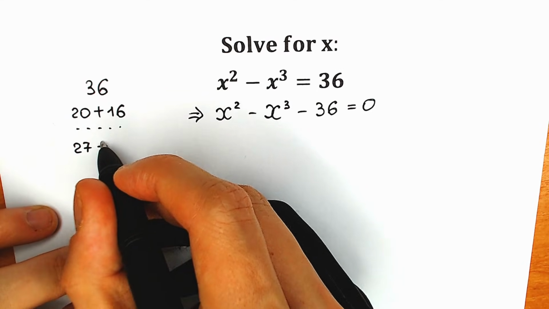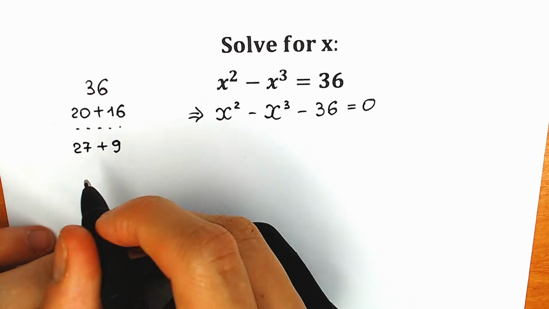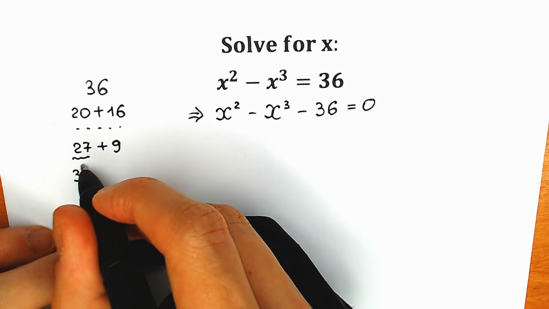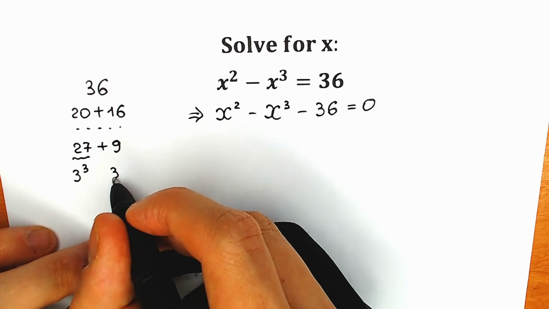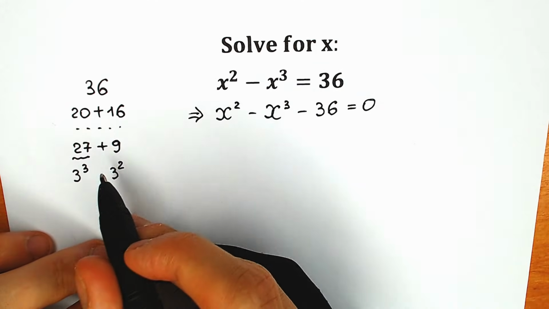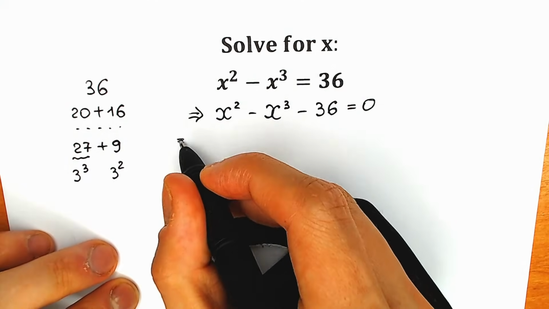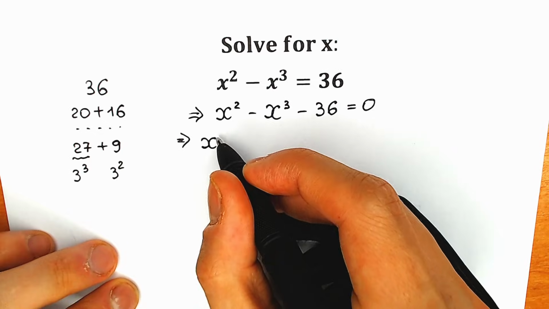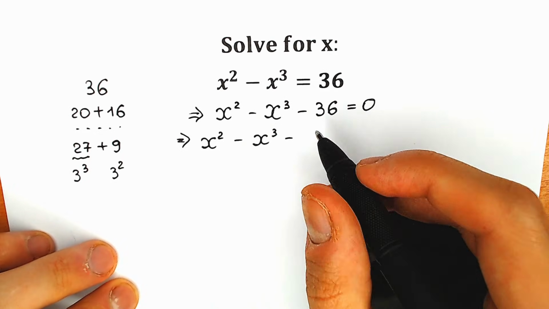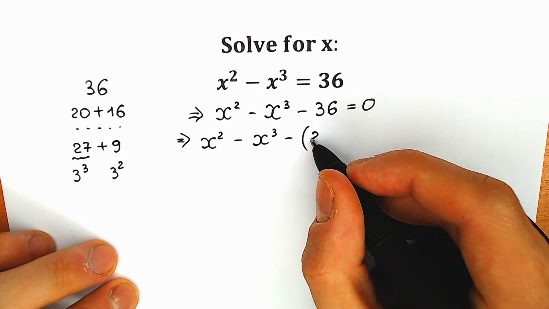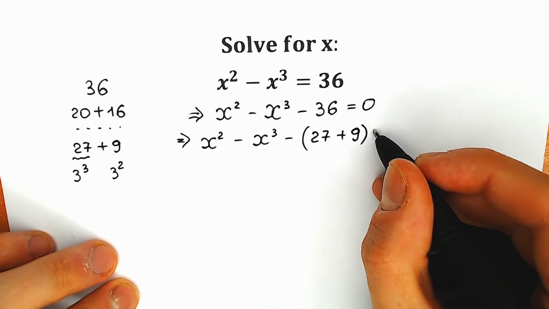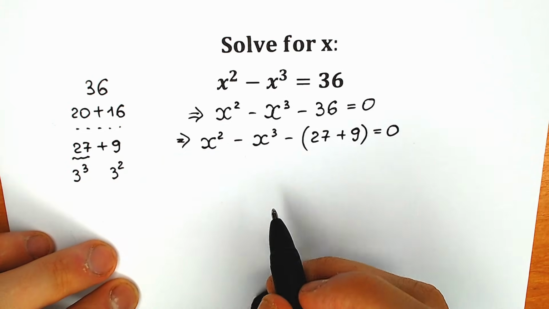A lot of students might be asking, why 27 plus 9? Because 27 can be written as 3 cubed, and 9 can be written as 3 squared. So right now, let's apply it. Instead of this 36, let's write 27 plus 9. We have x squared minus x cubed, and minus, instead of 36, as I said before, we write 27 plus 9. I'm solving this question step by step, and I want you to understand it step by step.